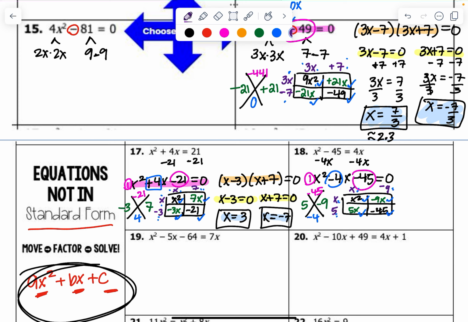Perfect. So I can rewrite my x squared minus 4x minus 45 equation equal to 0 in factored form, which is x plus 5, x minus 9 equal to 0. Set each factor equal to 0 and solve. Whatever I do on one side, I do to the other.